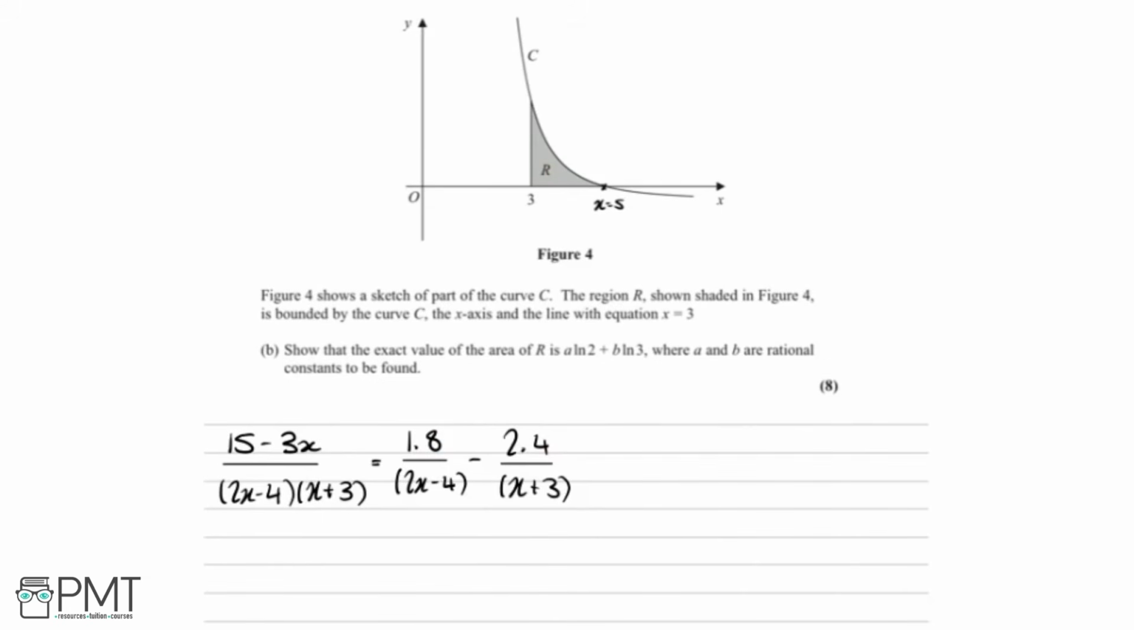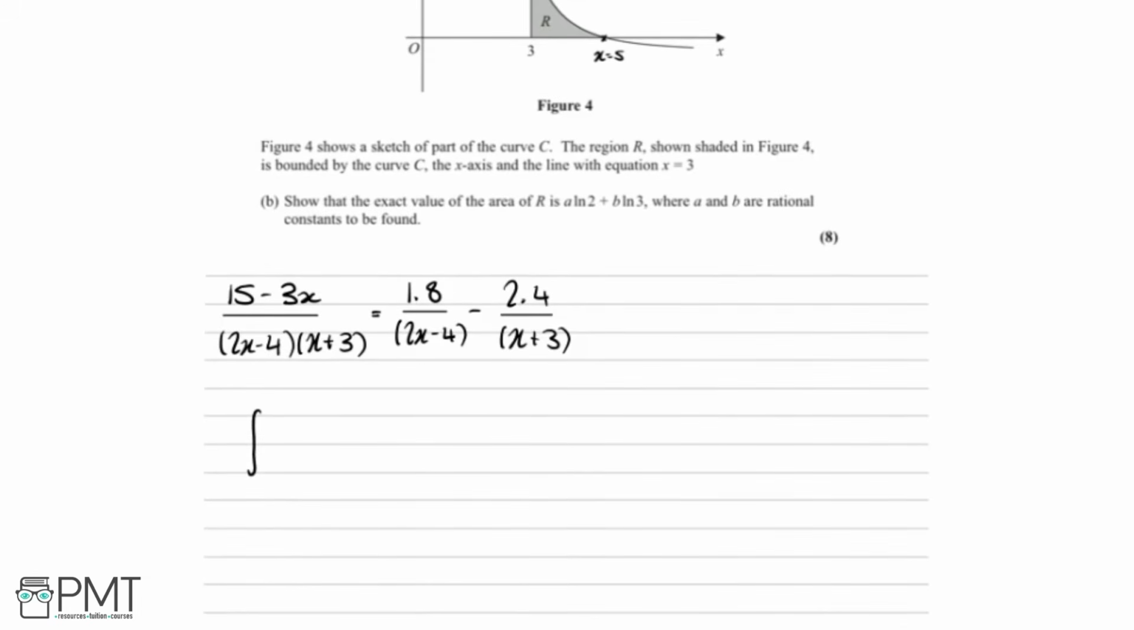So we're going to do some integration. We're going to integrate between, and like we worked out earlier, x equals 3 and x equals 5 here. So 3 here and 5 there. And we're integrating this curve here, but instead of writing it in this form, we're going to write it in the partial fraction form here. So we've got 1.8 over (2x minus 4) minus 2.4 over (x plus 3). And we're going to integrate that with respect to x.